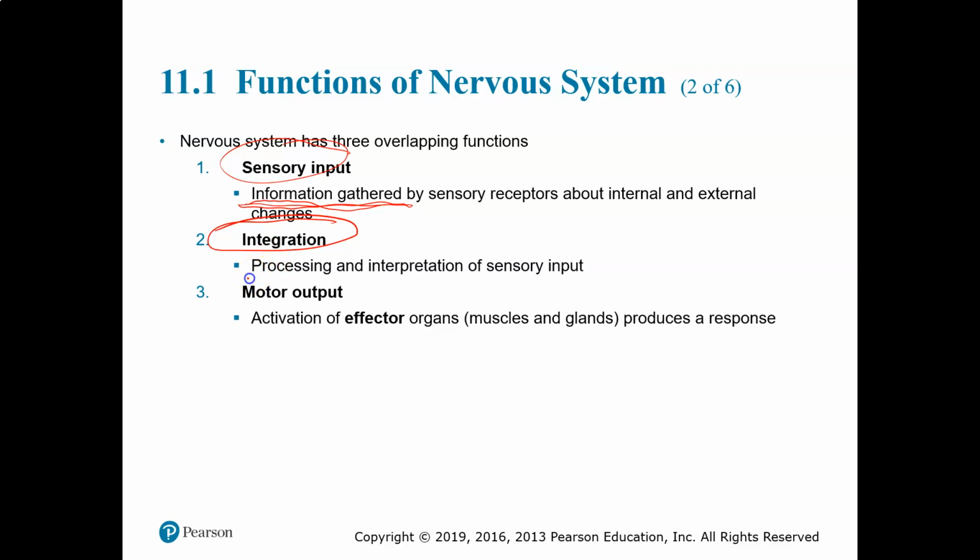This is where that information is processed and interpreted so that a signal can be sent to the motor part of the nervous system, the motor part of the pathway of this particular function. The brain or the spinal cord will send a signal telling some target organ what to do. So the motor output is what is done to fix the problem if the information given to the brain or spinal cord is not good. We call organs that carry out motor output effector organs, and they're typically muscles and glands.